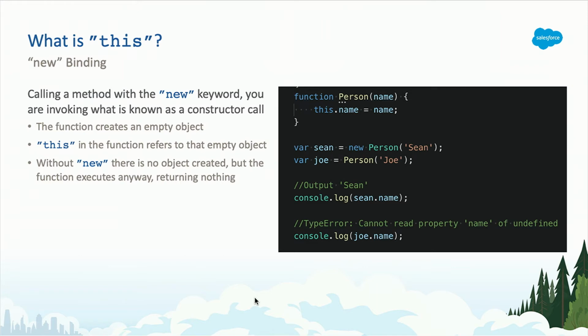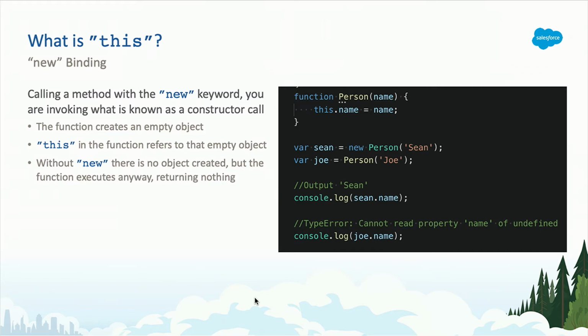what will be returned. So here we have a Person function. The fact that it has a capital P doesn't actually mean anything. It could be a lowercase p, but it's a general convention that if a function starts with a capital letter in JavaScript, then it can and probably should be called with the new keyword. So let's take two executions of this function. First, we create a variable named Sean by invoking the Person function with the new keyword. So new binding is in effect.